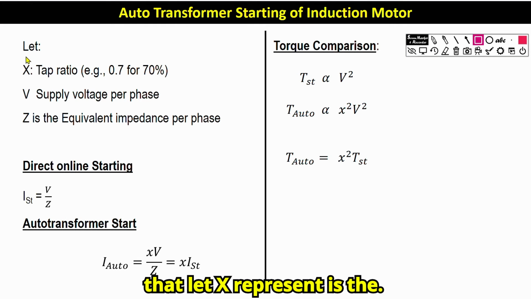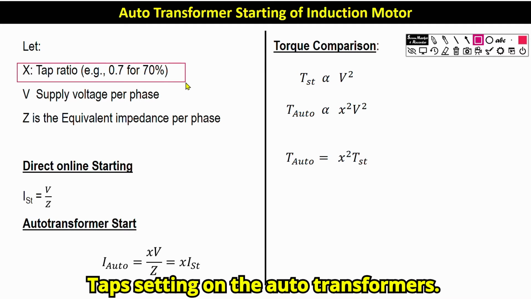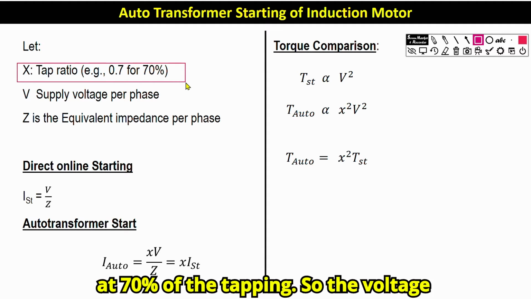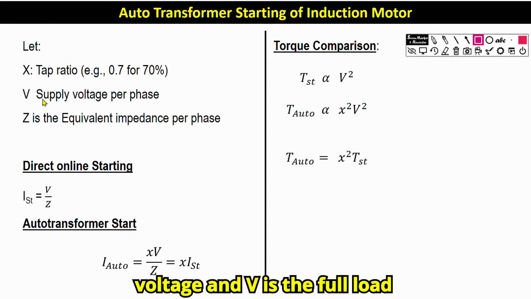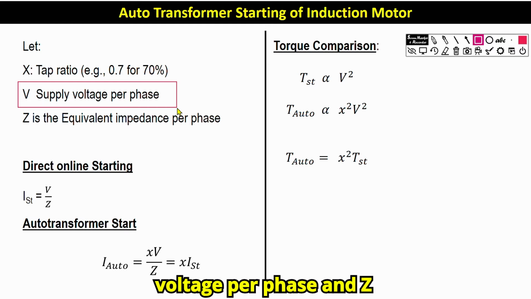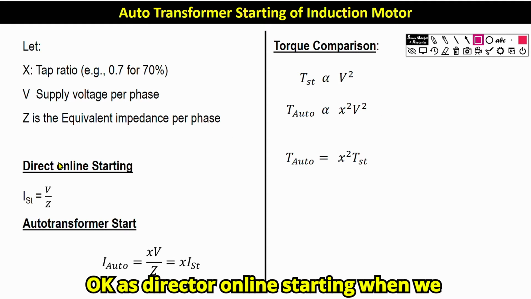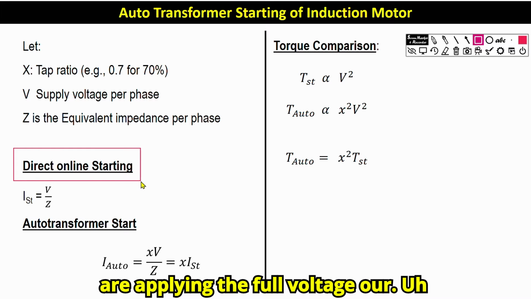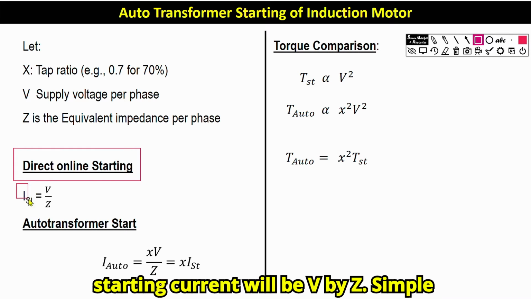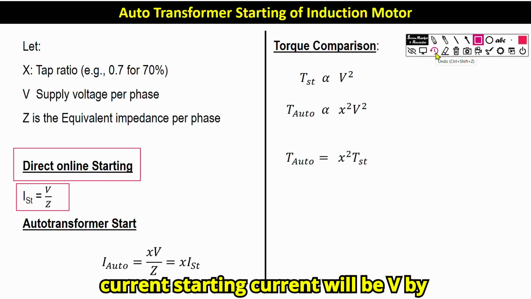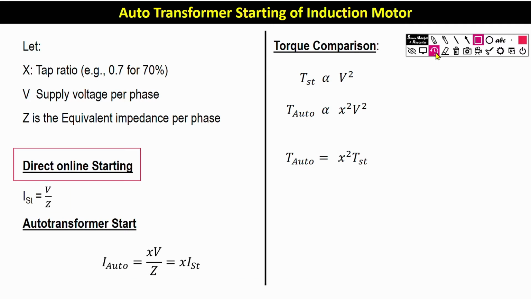Here, let X represent the tap setting on the auto transformer. Suppose we are tapping the auto transformer at 70%, so the voltage applied will be 70% of the full load voltage, and V is the full load voltage per phase, and Z is the equivalent impedance per phase. As in direct online starting, when we are applying the full voltage, our starting current will be V by Z. Simple Ohm's law, V is equal to IZ. So starting current will be V by Z.